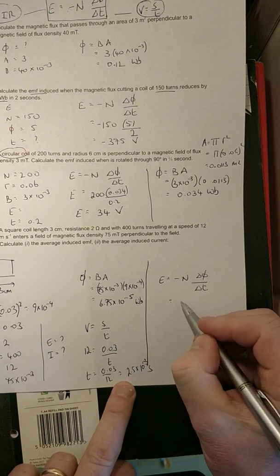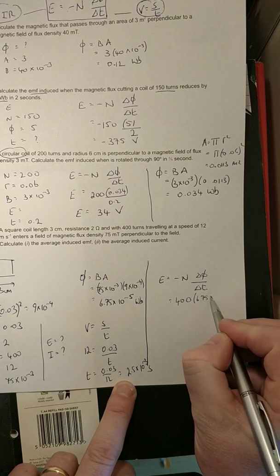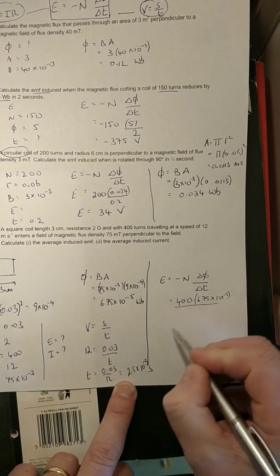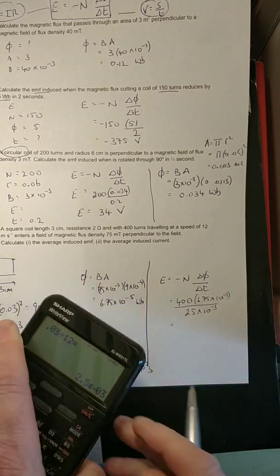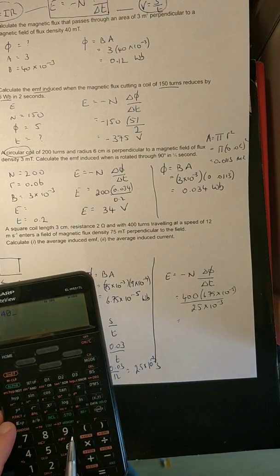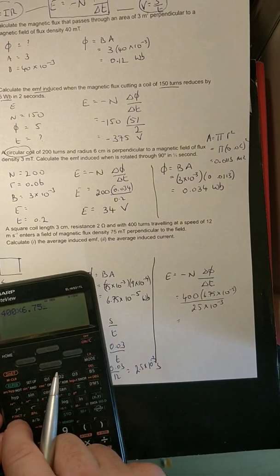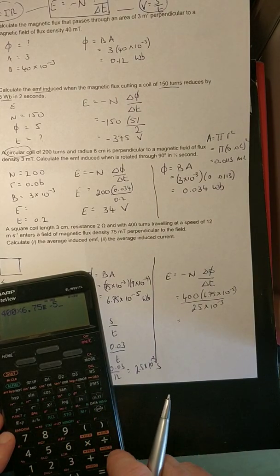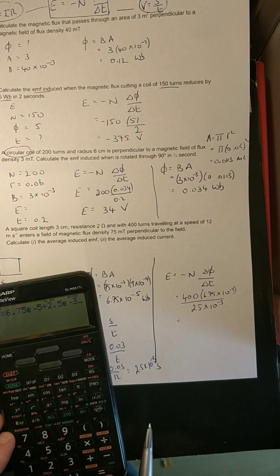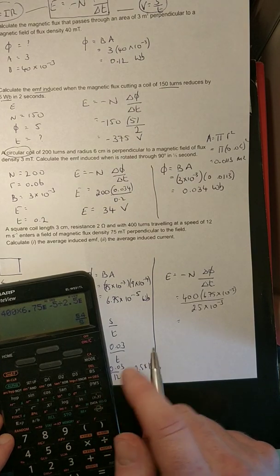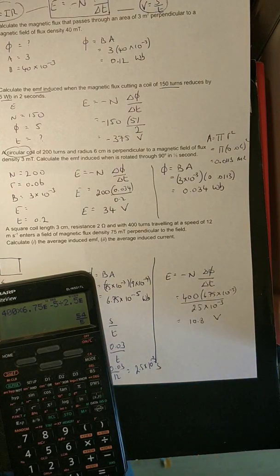So the N is 400. The change of flux 6.75 by 10 to the minus 5. And the time 2.5 by 10 to the minus 3. Okay, so 400 multiplied by 6.75 exponential minus 5 divided by 2.5 exponential minus 3. Okay, so we're getting 10.8 volts. That's our answer. That's the average voltage.